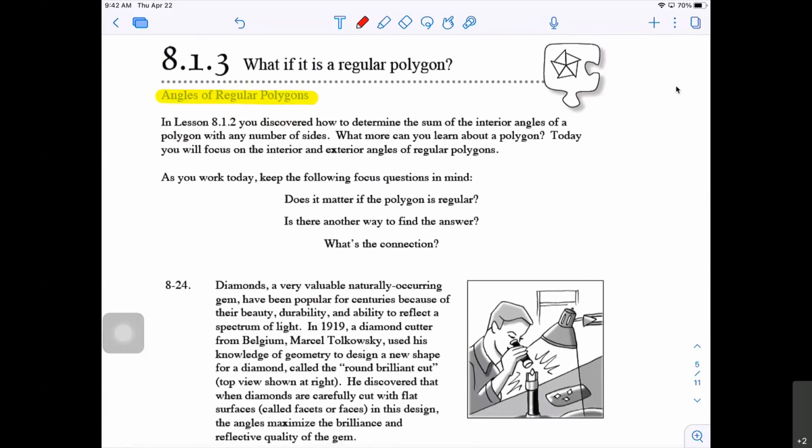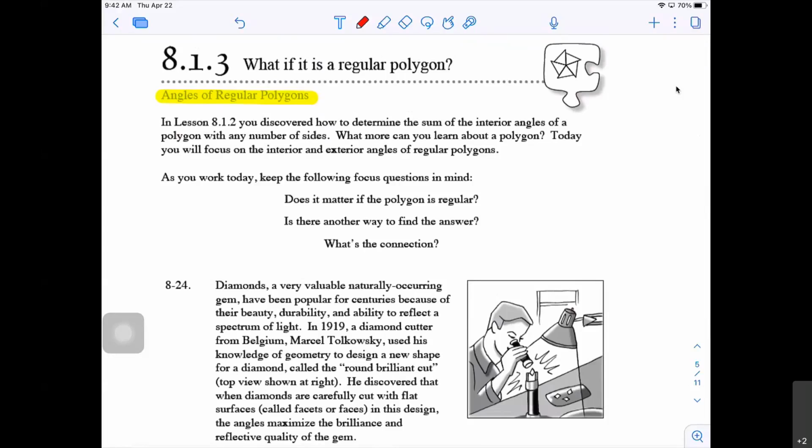So yesterday, the only thing we talked about was how to find the sum of the angles of pentagons, octagons, decagons, however many sided shape. Today, we're going to specifically focus on regular polygons. And if you remember the word regular, a regular polygon has all sides the same and all angles the same. Both sides and angles are all congruent to each other.